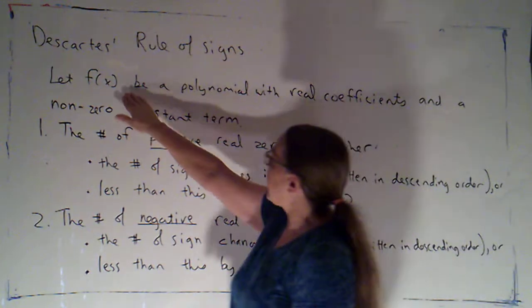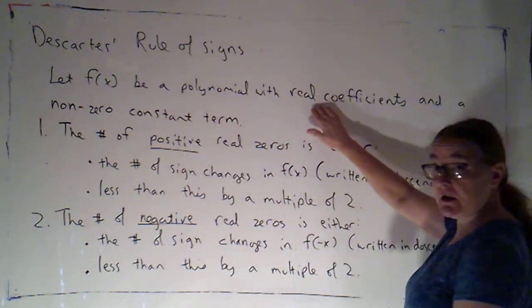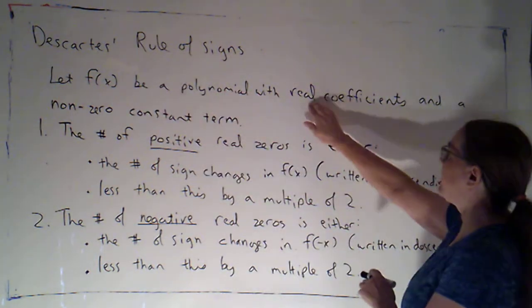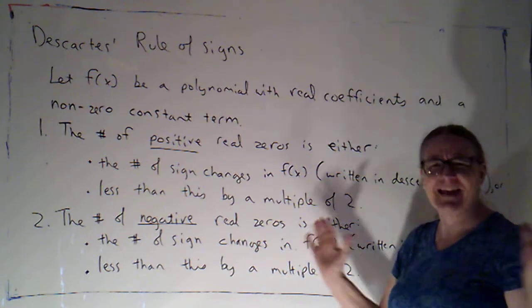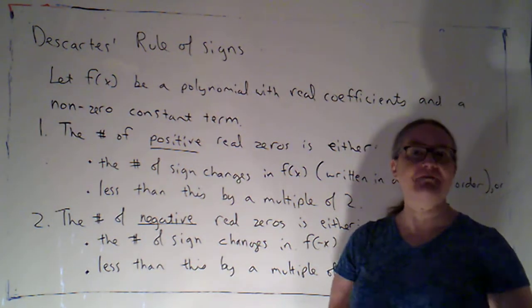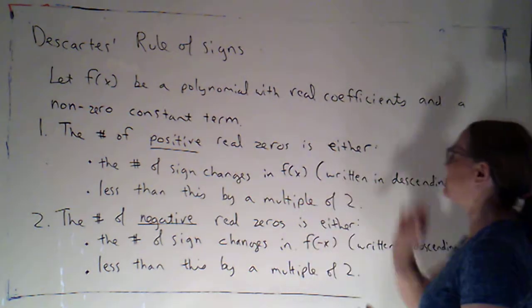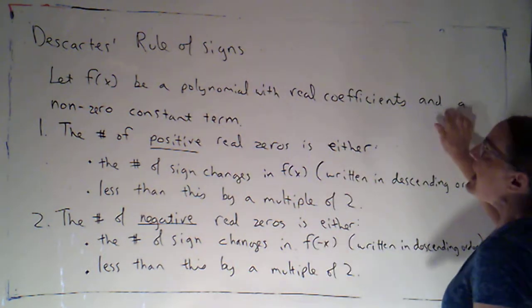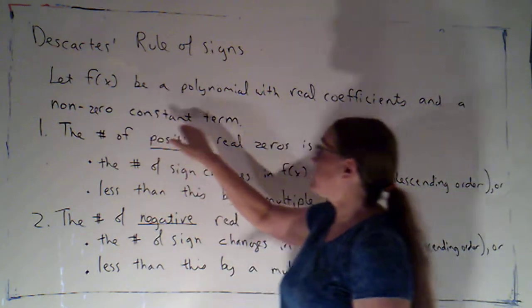So it says, let f of x be a polynomial with real coefficients. So we are going to require that we have real coefficients. That's all we're working with this semester, but some of the theorems that we have allow for complex coefficients. This one does not. Okay. And a non-zero constant term.